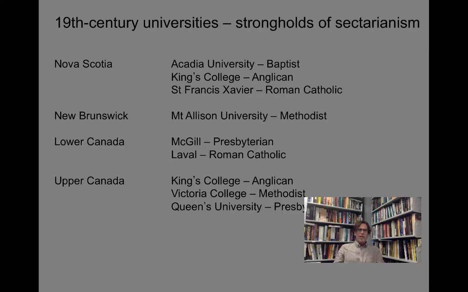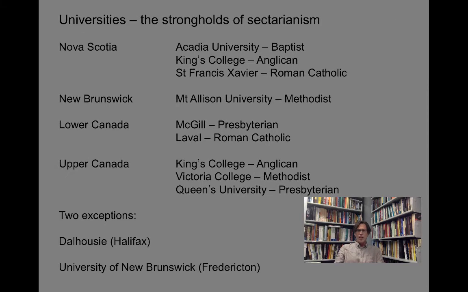Where you see a real clear hold of sectarianism in religious education is in the universities. Most universities in the 19th century are started by churches. We don't have to go through this entire list here, but you can see in Nova Scotia, Acadia University, King's College, St. Francis Xavier, Baptist, Anglican, Catholic churches, and the same pattern going on across the country. Queen's University as a Presbyterian school, King's College as an Anglican school, and so on. This is a pattern that emerges across the country.